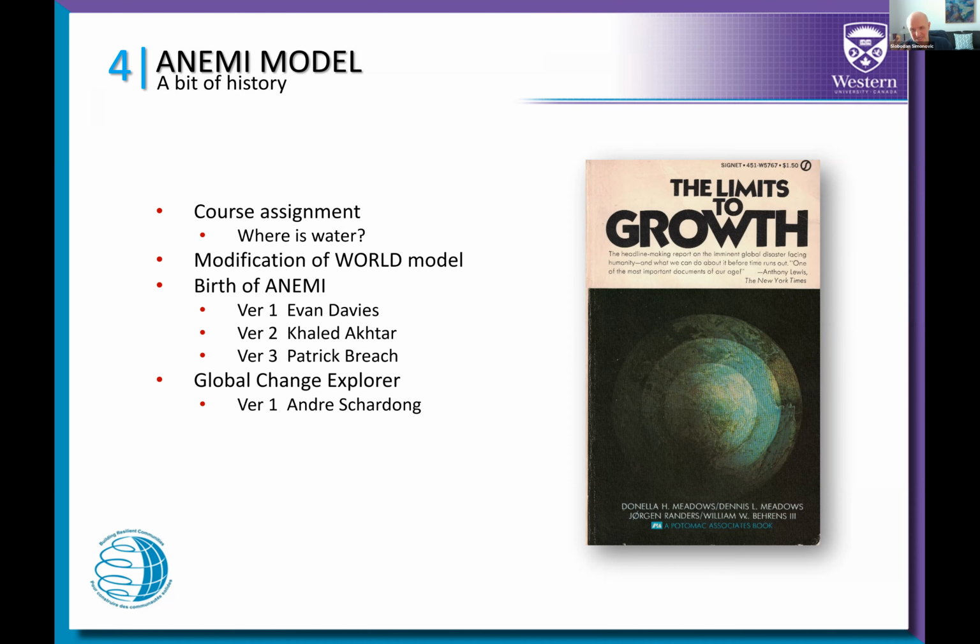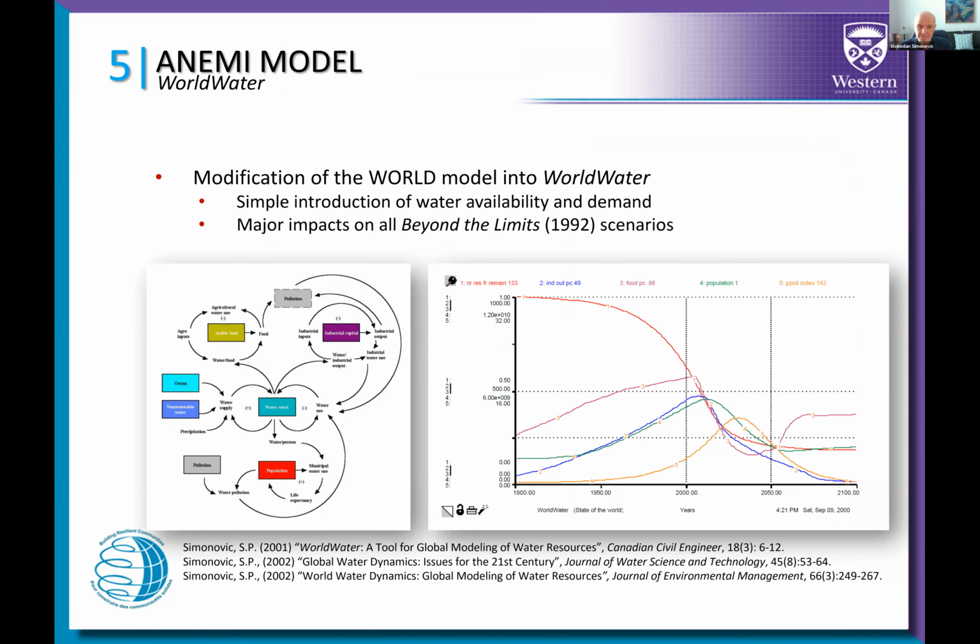In the meantime, there was another book published by Professor Meadows. It was the book known as Beyond the Limits. And that particular book provided an update of what the original work with the world model did, as well as 12 different potential scenarios of the development.